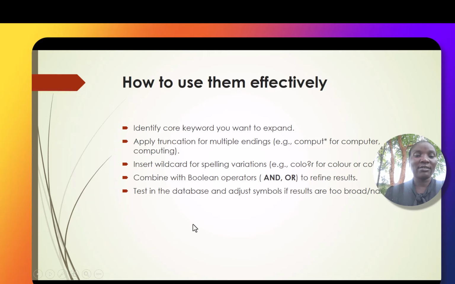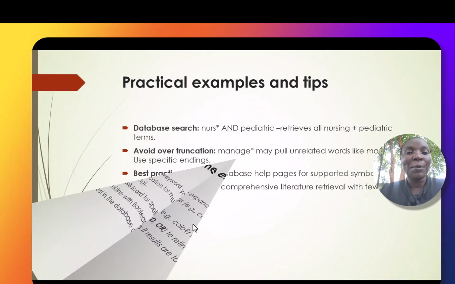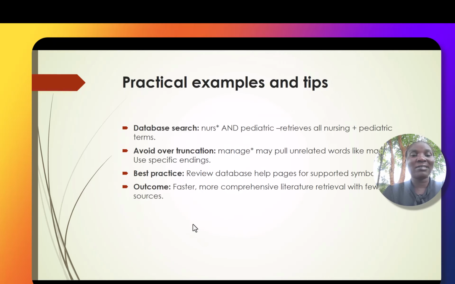This takes us to the next slide. We have practical examples and tips. We have a database search, like when you are searching for nurs* AND pediatric. This one retrieves all nursing plus pediatric terms, so you find that it will simplify things. Here we are using truncation plus the Boolean operator.